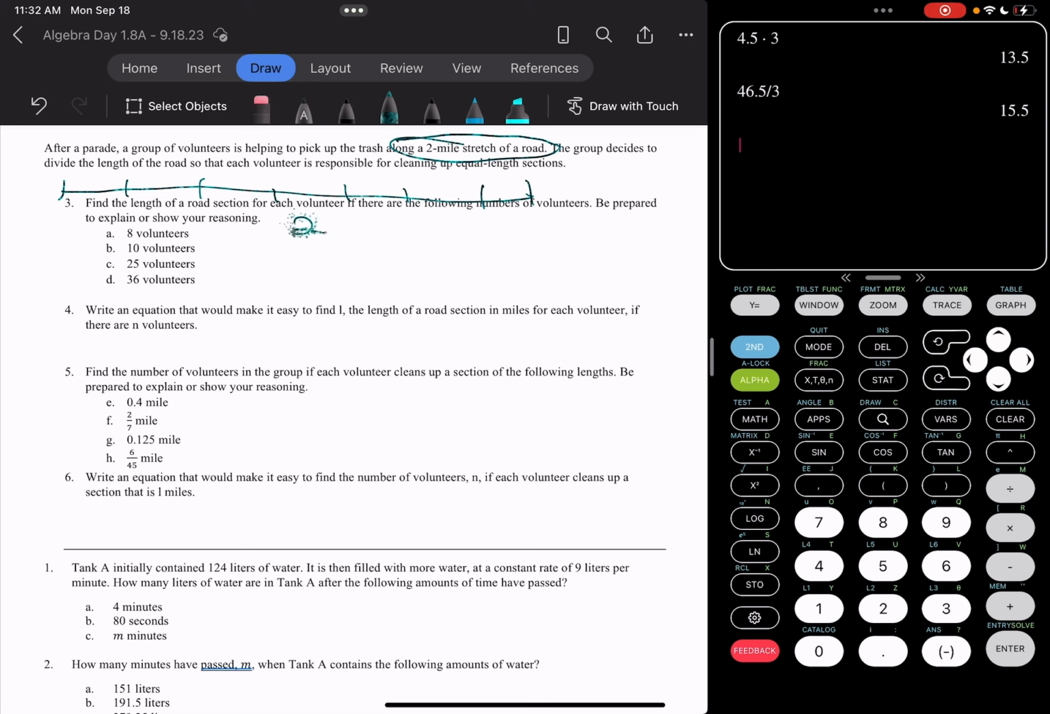So if we have a 2-mile stretch of road and we have 8 volunteers, we're going to break it up 8 times. So 2 divided by 8 will give me 1/4, or 0.25 miles.